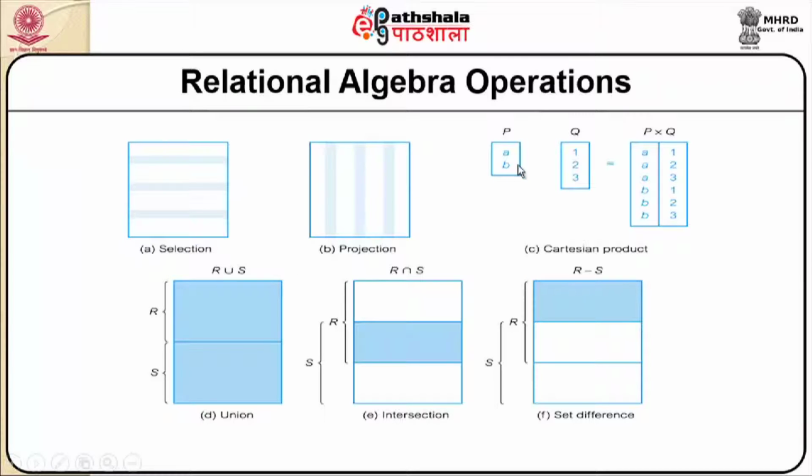That is a cross product between P and Q in this particular case, where if I multiply P and Q, it will form different rows, say A1, A2, A3, B1, B2, B3. So, 2 multiplied by 3 would create 6 rows, and those 6 rows are A1, A2, A3, B1, B2, B3. So that would be our Cartesian product.